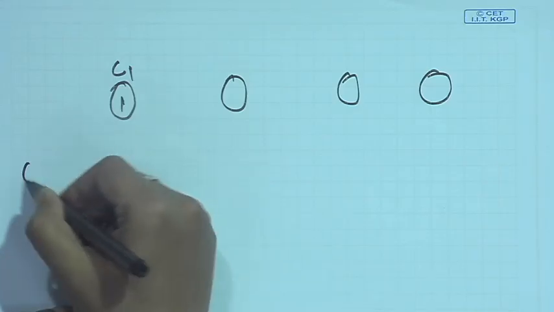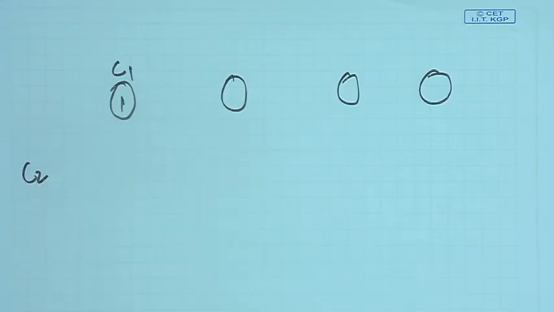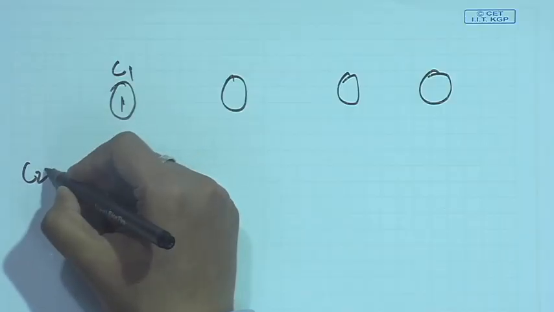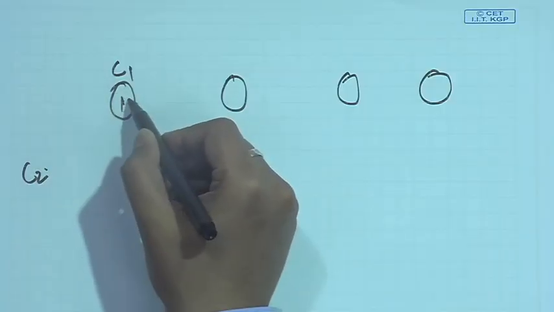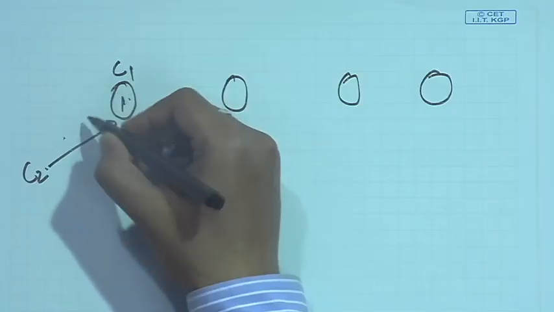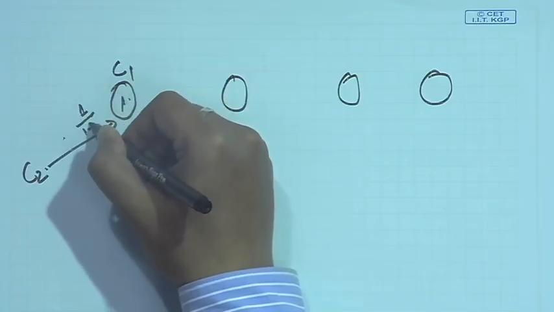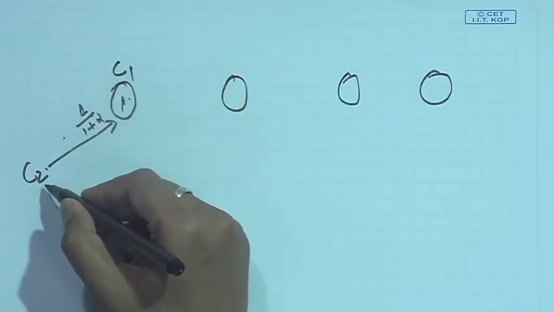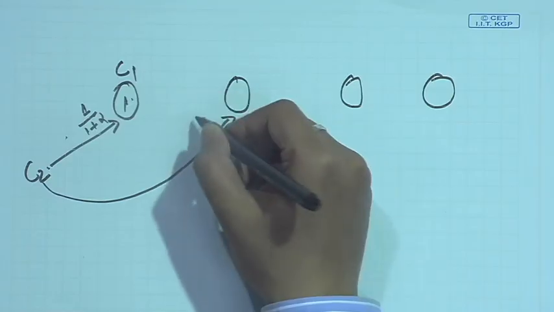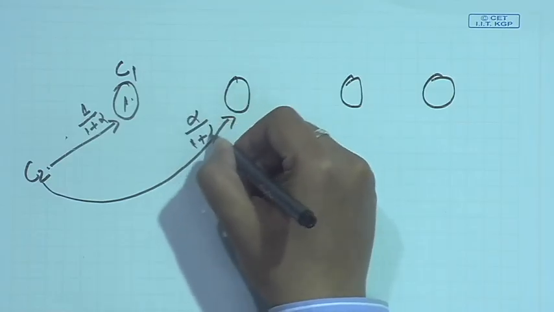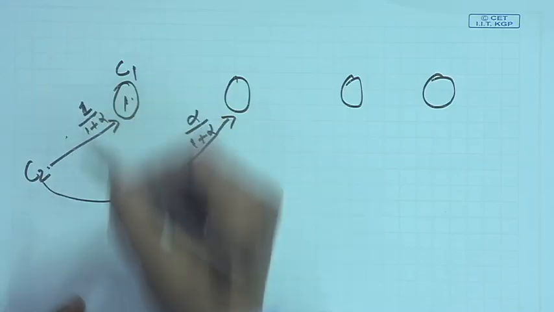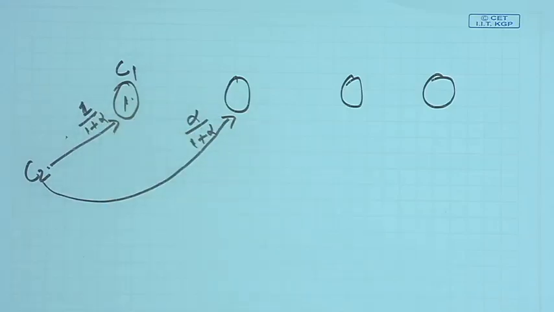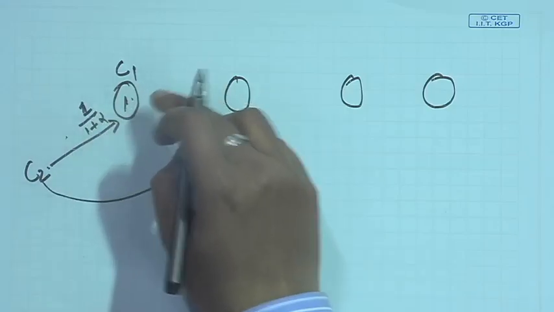Now customer 2 comes in. The idea is that customer 2 sits at table 1 with a probability 1 divided by 1 plus alpha, and sits at a new table with a probability alpha divided by 1 plus alpha. You can see it adds up to 1. So it can sit at either table 1 or table 2.